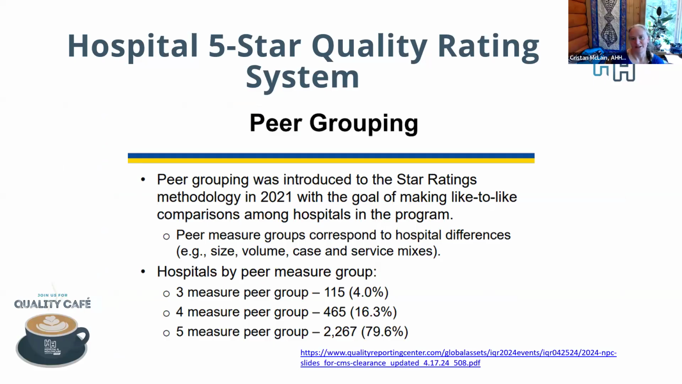Then we get into peer grouping. Peer grouping was introduced in 2021, so it's relatively recent, with the goal of making the star rating comparisons more of a like-to-like basis. Hospitals are put into one of 3 peer groups based on the number of measures they submit.